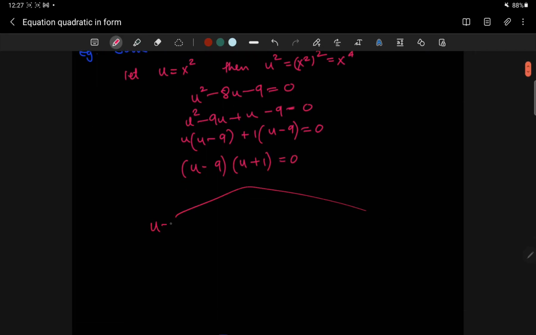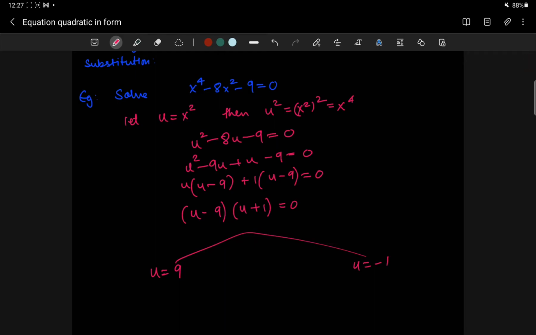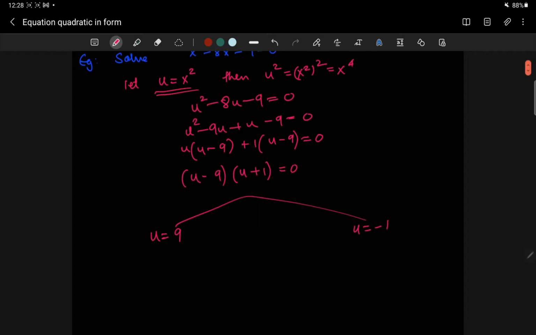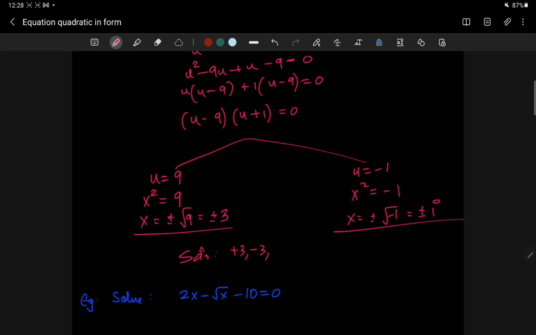That gives me two possibilities. u is 9 and u is negative 1. Now here you want to be careful because this u is an artificial thing that you introduced. When the original equation is in terms of x, you want to make sure that your final answer is in terms of x. So you're going to have to use this. What is u? u is x squared. So this is x squared equals 9 and this is x squared equals negative 1. So x would be plus or minus square root of 9, which is plus or minus 3. And x would be plus or minus square root of negative 1, which is plus or minus i. So the solutions are plus 3, minus 3, i, and negative i. Four solutions that we obtain.